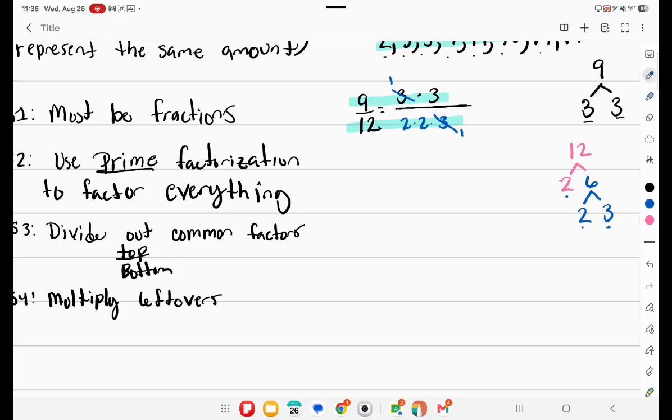All right, now let's multiply the leftovers. Not everything together, top is still separate from bottom. 1 times 3 is what? 3. And 2 times 2 is what?